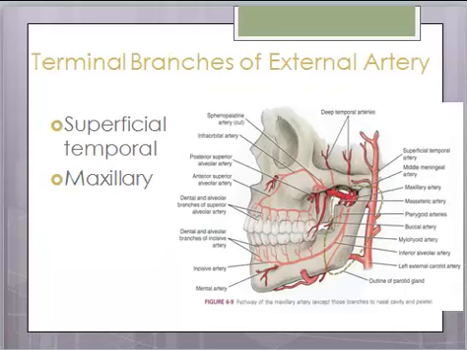And then finally, we have some terminal branches of the external carotid artery. At the level of the parotid gland, so now we've come up more, the external carotid will divide into two terminal branches, the superficial temporal and the maxillary. First we'll take a look at the superficial temporal, and then the maxillary, because that division of the external carotid artery is really important to dentistry.